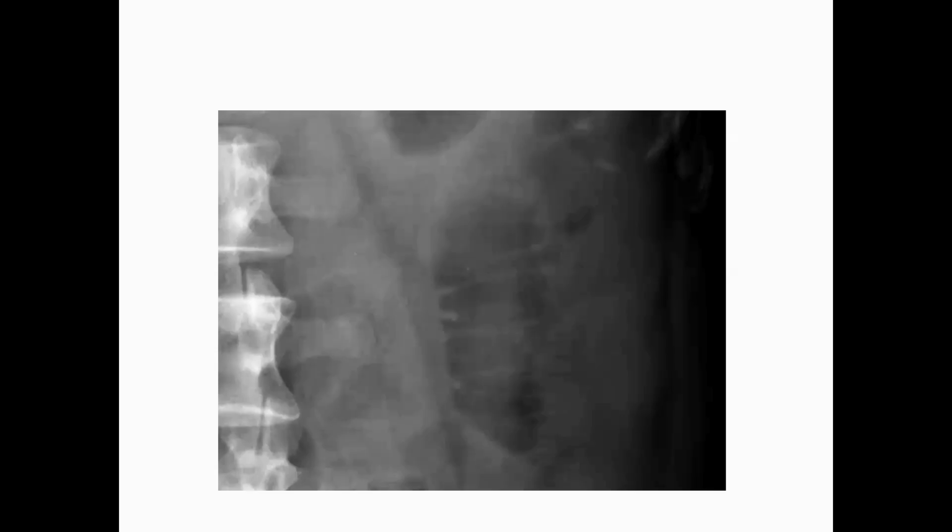If you have heard of the rule of 3, 6, 9: the diameter of the small bowel is normally less than 3 centimeters, the large bowel needs to be less than 6 centimeters, and the cecum less than 9 centimeters. So the normal features of the small bowel are centrally located, with valvulae conniventes, and a diameter less than 3 centimeters. This is the normal appearance of a small bowel.